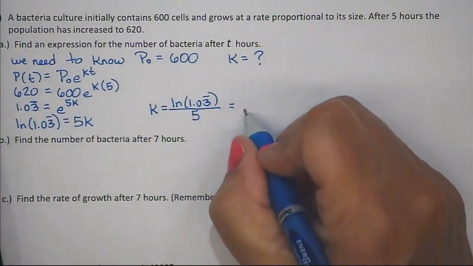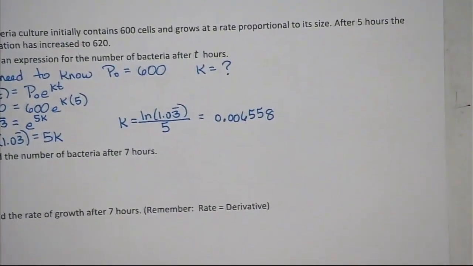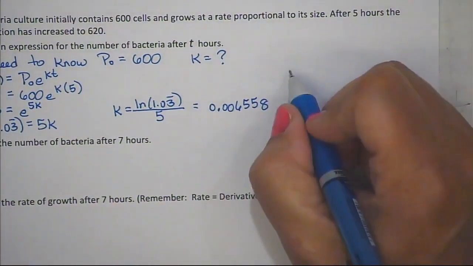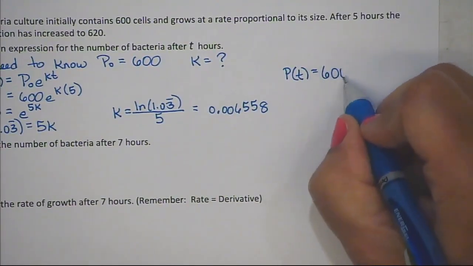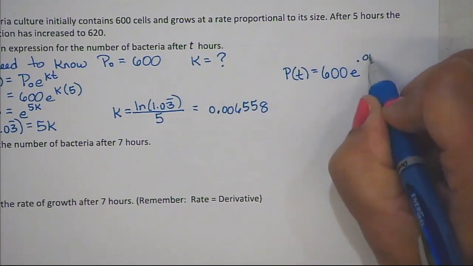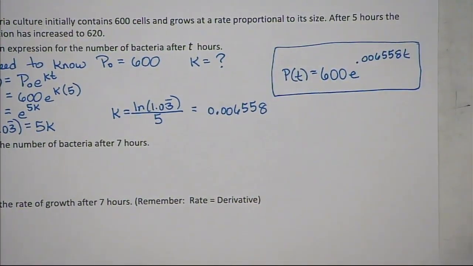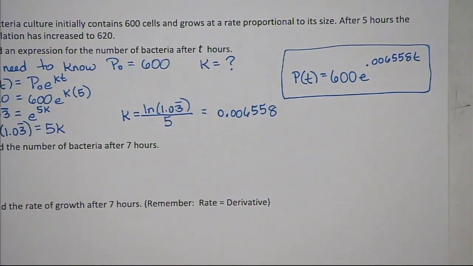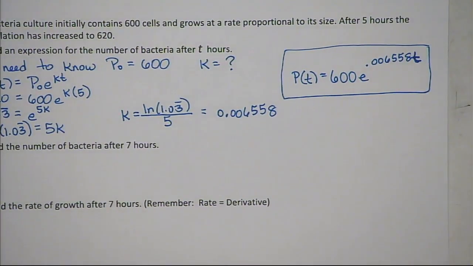All right, so our growth constant is 0.006558. I'm not done with my problem yet. It said find the expression, so now I can write my expression. P of t equals the initial amount, 600, e to the 0.006558 t. That's your expression. So that's a formula. When you do exponential problems, the formula must contain the initial amount and the k value. t is just the variable t. Now that you have this formula, you can solve the rest of the problem.